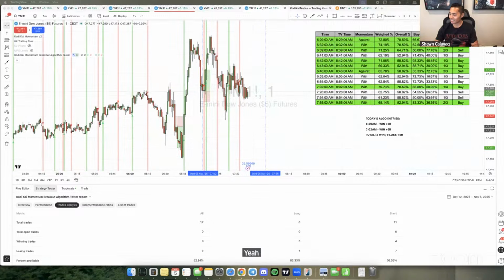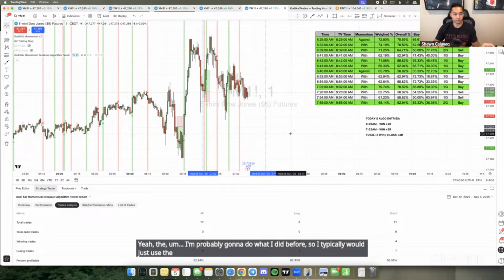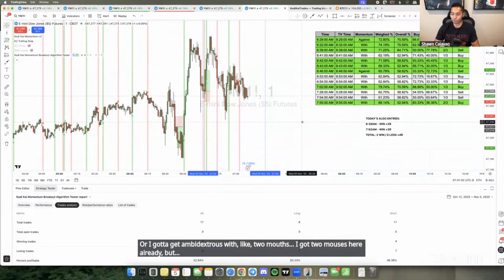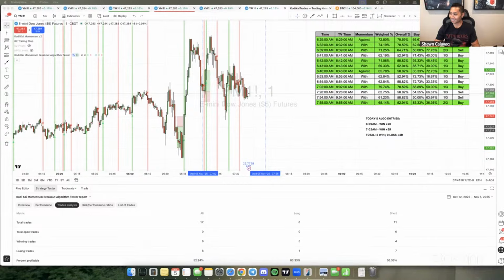Yeah. Rev said double finger entries. I would say pause. I would say finger game gotta be strong. I know, right? I'm probably gonna do what I did before. I typically would just use the touchpad over here for my PC and then I'll use my mouse. Or I gotta get ambidextrous with two mice. I got two mice here already, but I only got so many fingers on my right hand. iPhone said yeah. That means yes with the laugh. Yeah, finger game buddy, super strong.